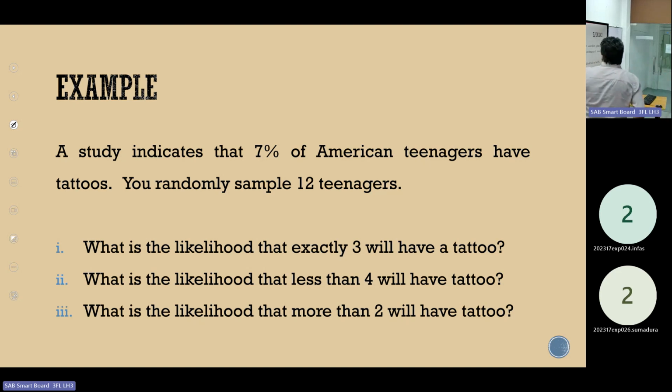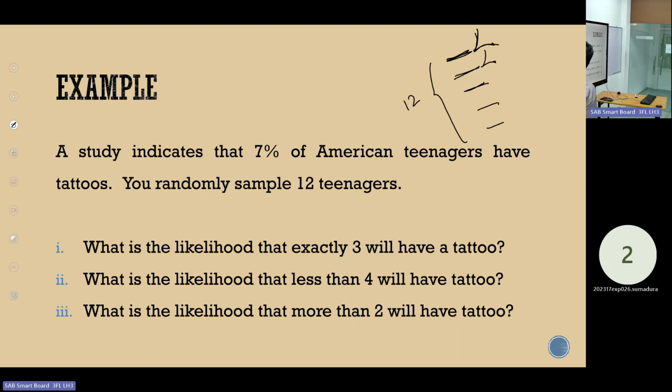So now here we take 12 teenagers. For the first teenager, we check whether he has a tattoo or not. If he has a tattoo, it is our success. If he doesn't have a tattoo, then it's a failure. So checking whether the first teenager has a tattoo or not is like a Bernoulli trial. Then you check the second one, having or not, Bernoulli trial. So how many times are we going to repeat? First condition: Bernoulli trial repeated 12 times.